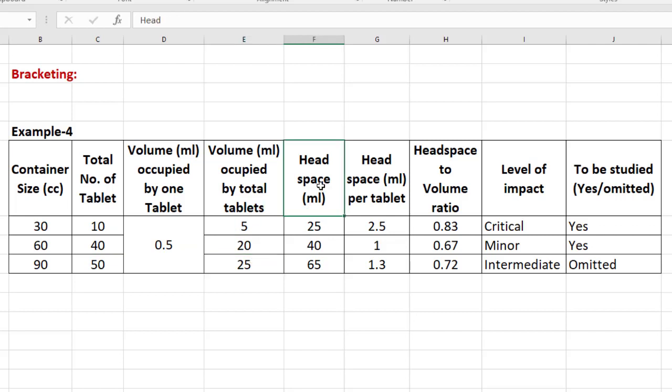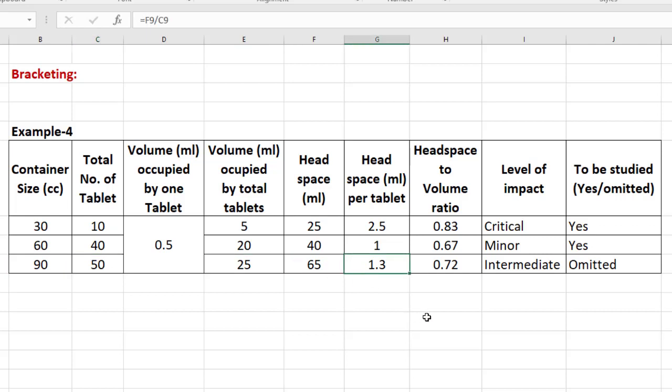So how much is the headspace available across these different containers? For the 30 ml container, 25 ml is the headspace. For the 60 ml container, 40 ml will be the headspace. And for the 90 ml container, 65 ml will be the headspace. Now let us calculate the headspace per tablet. You will find that for the 30 cc container with 10 count, it is 2.5 ml. For the 60 cc container and 40 count, it is 1 ml. And for the 90 cc container with 50 counts, it is 1.3 ml.